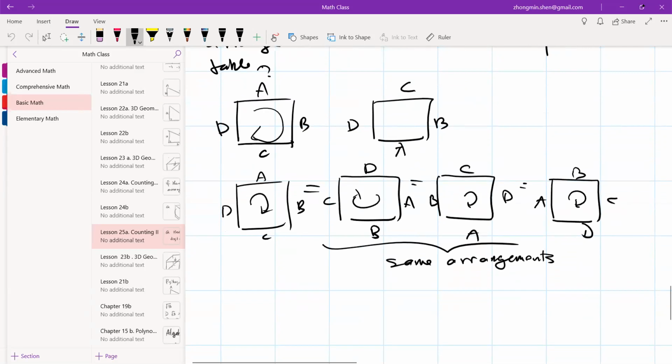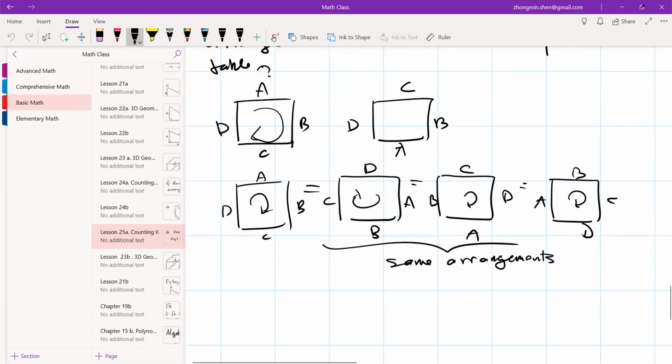When you rotate them, there's still the same relationship among these four people, A, B, C, D. You just relocate them, but this location does not create a different relationship among those four people sitting there. Even if B is sitting on the north and D on the south, it's really not a big difference. So we view them as identical.